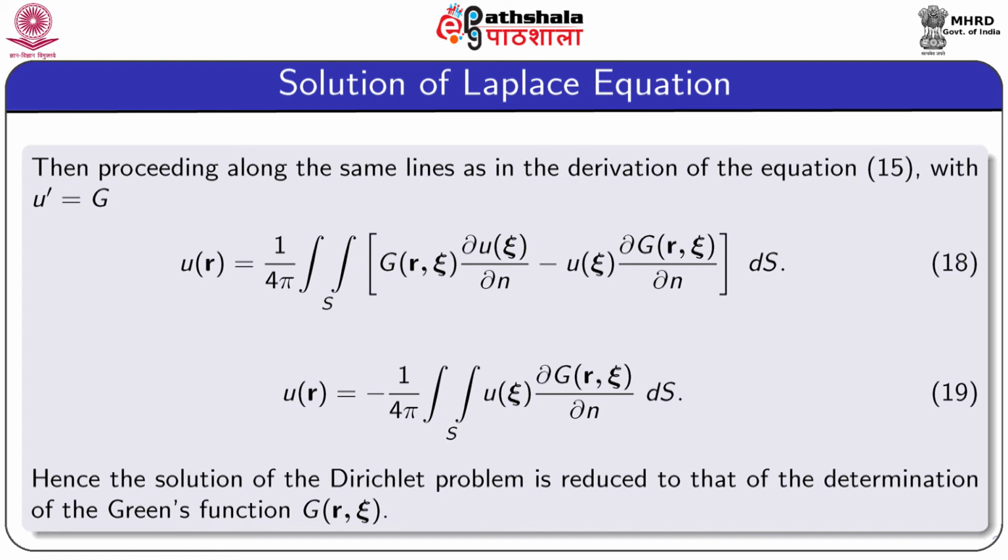Hence, the solution of the Dirichlet problem reduces to that of determination of Green's function capital G. So, in this solution, we do not need to know the value of the normal derivative of u on the surface S. So, this is the advantage of finding the solution in terms of Green's function.